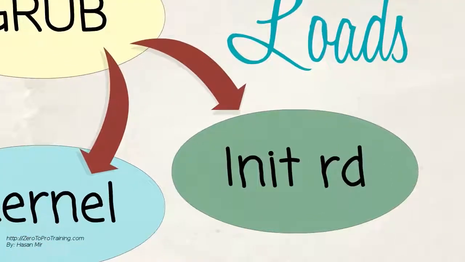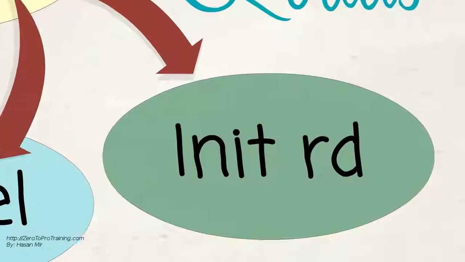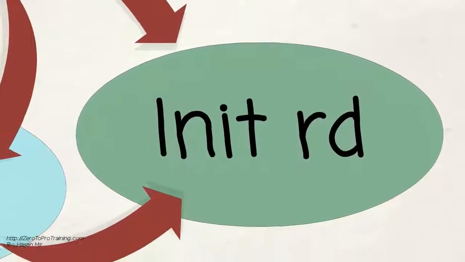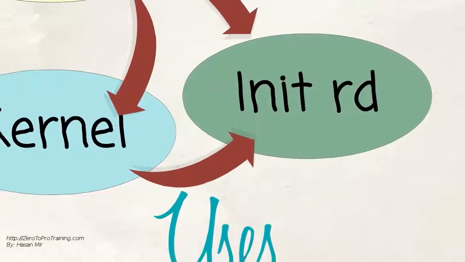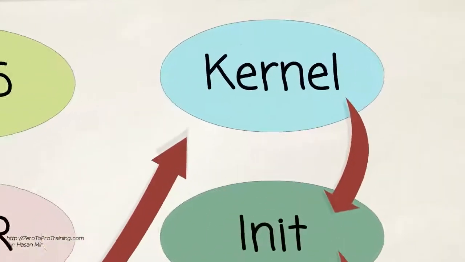Initrd stands for Initial RAM Disk. Initial RAM disk is used by kernel as temporary root file system until kernel is booted and the real root file system is mounted. Now let's talk about kernel.